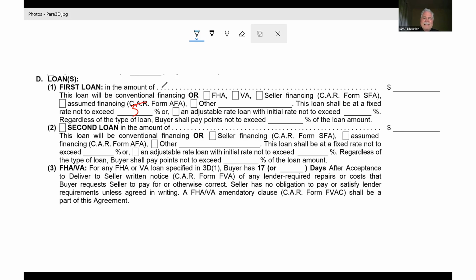And then you may end up in an educational process with the other agent. If you get into challenges on it, let me know. I'll give you the language. But you know what? You just can't agree to it.